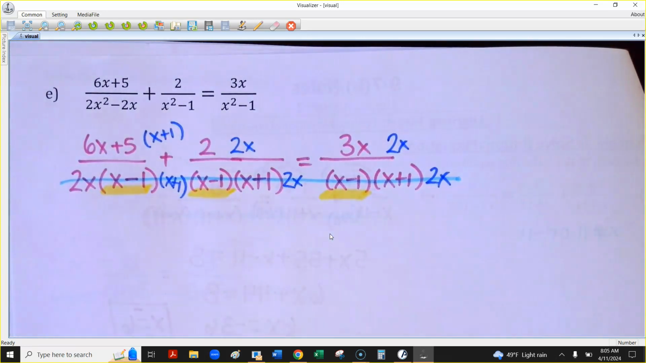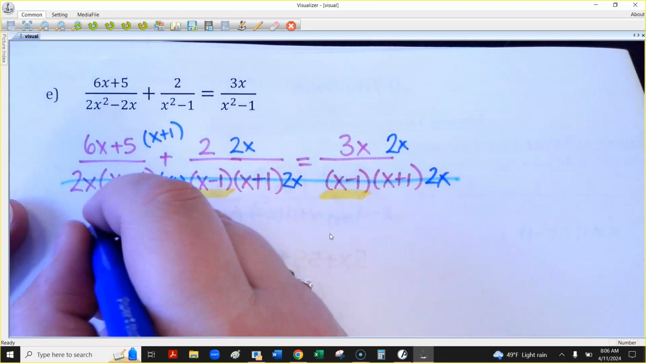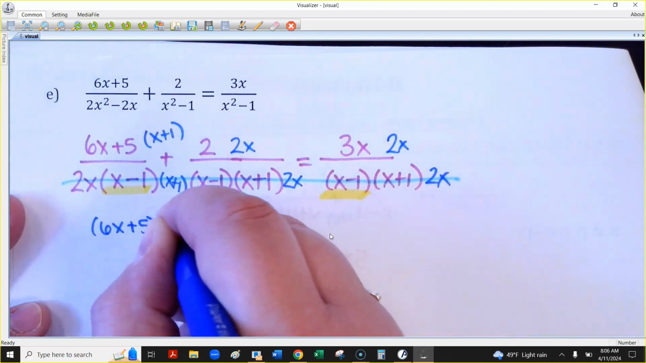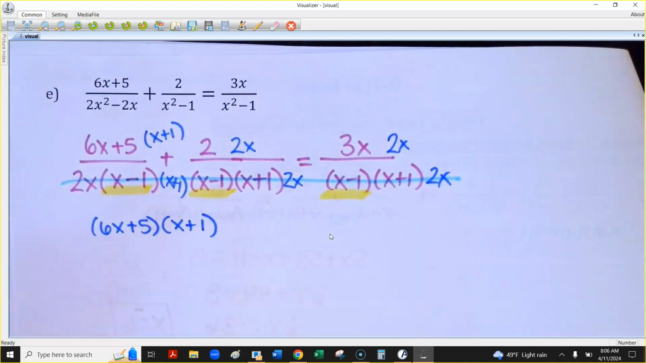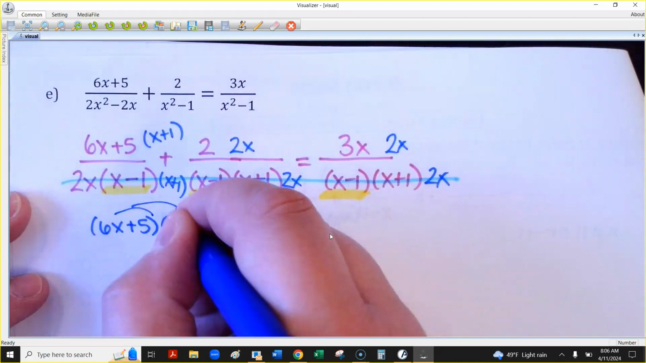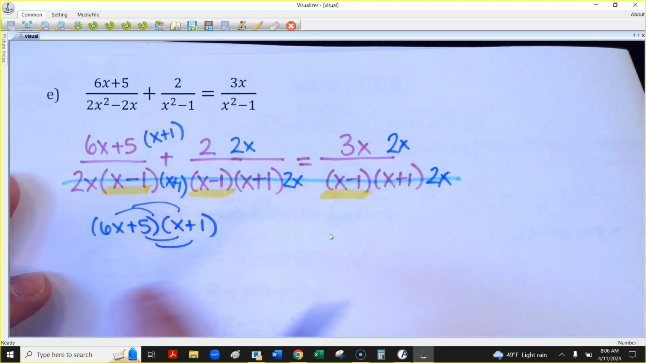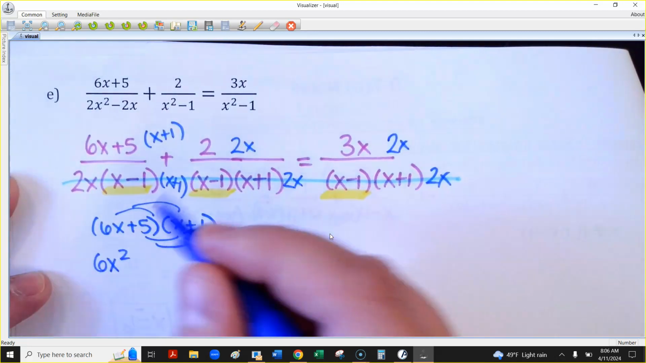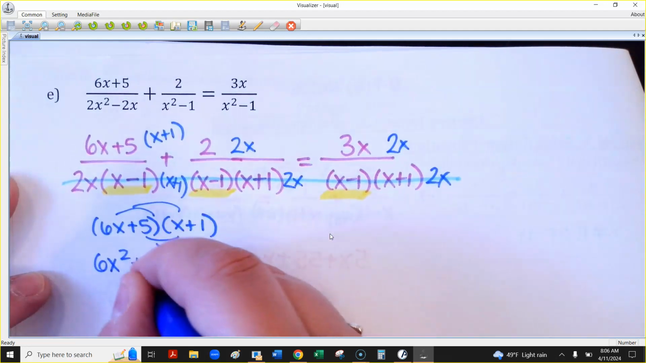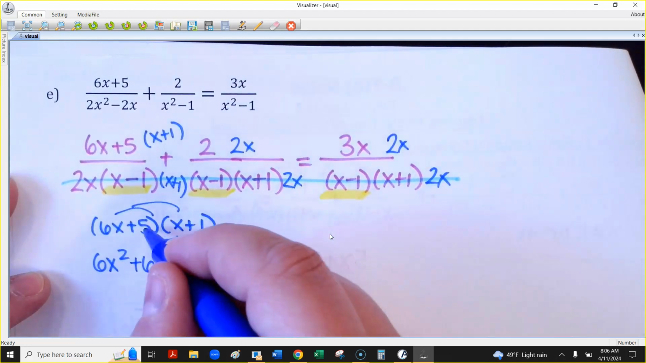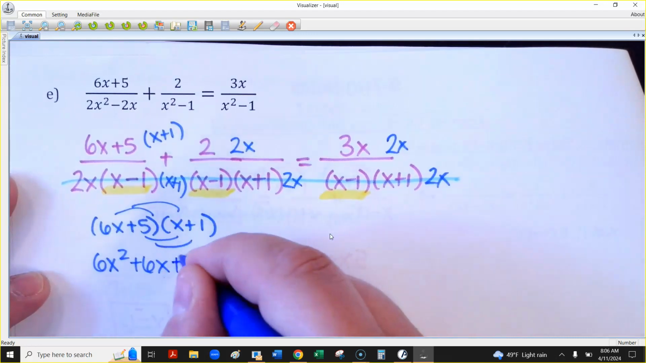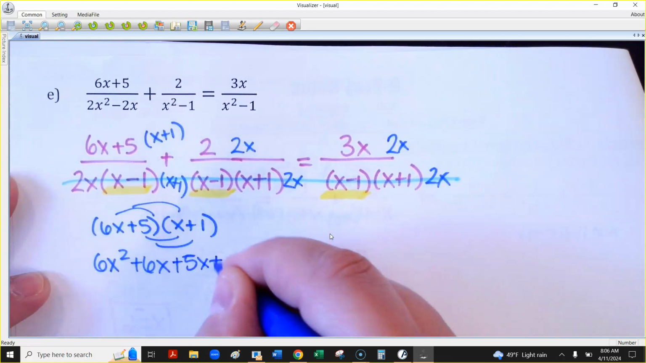All right, now let me multiply this out. So you have 6x plus 5, and then you have x plus 1. So FOIL or box, whichever one you like better. I'm going to go ahead and write it all out. So if I do 6x times x, that's going to get us a quadratic. It'll be 6x squared. 6x times 1 is 6x. And then I'm going to do 5 times both of those terms in the other parentheses. So 5 times x is 5x. 5 times 1 is 5.